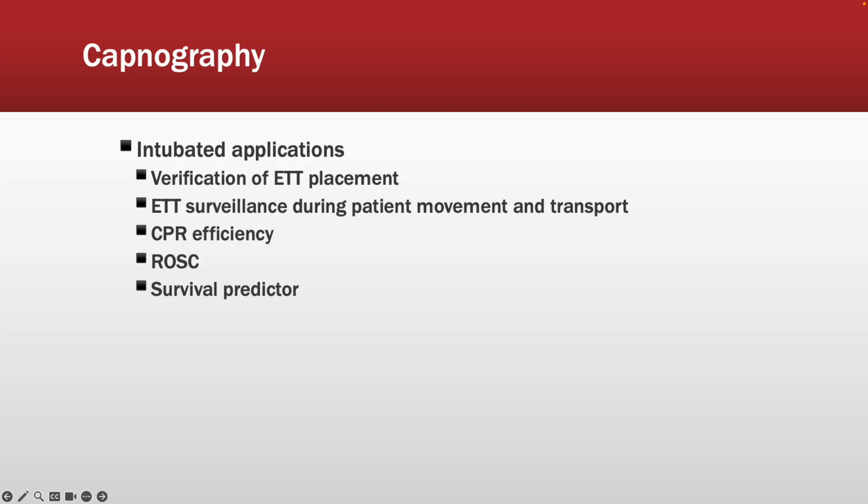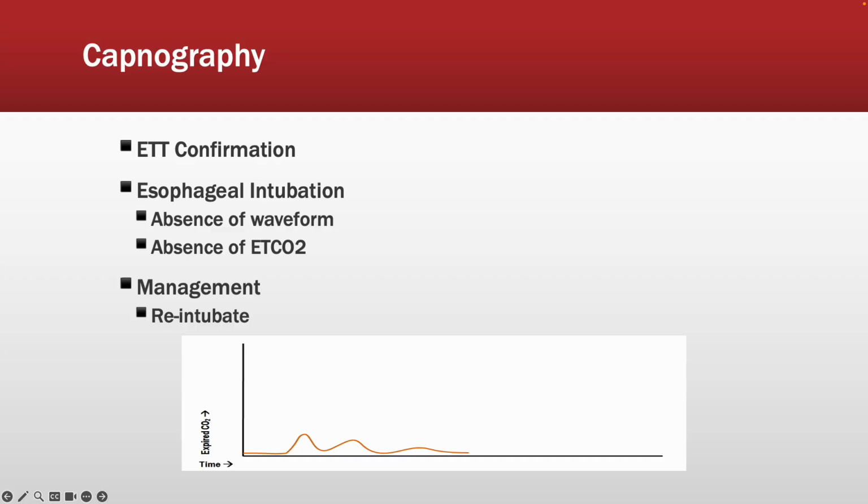Other applications, we can use it for ET tube surveillance during patient movement and transport. We can use it to look at CPR efficiency and whether or not we have return of spontaneous circulation. And it's also a very good survival predictor when doing CPR. So we can basically use it to dictate our treatments during a cardiac arrest.